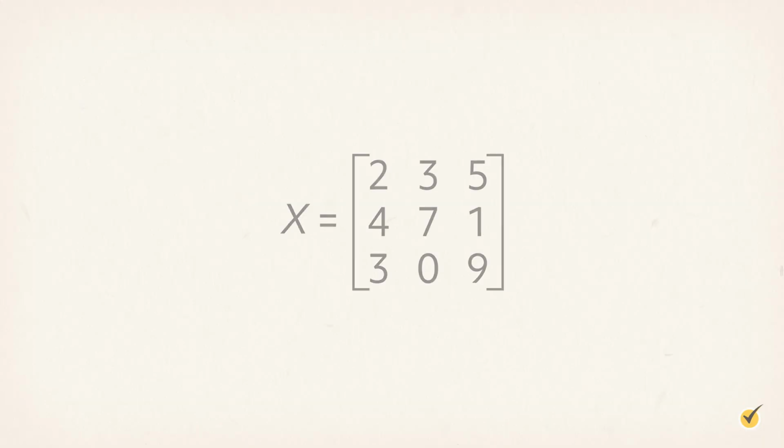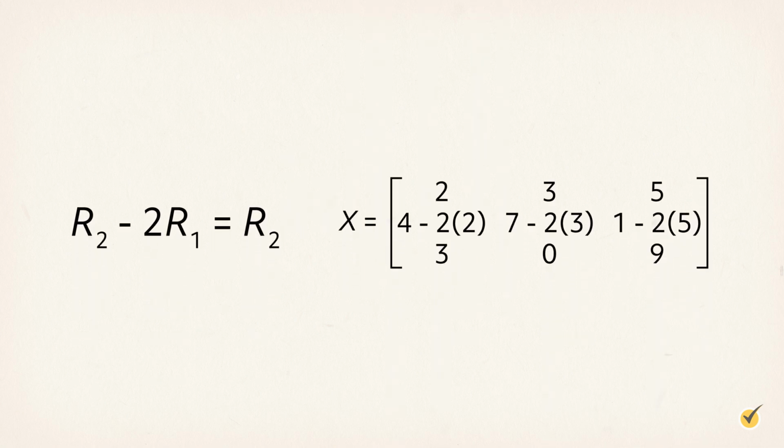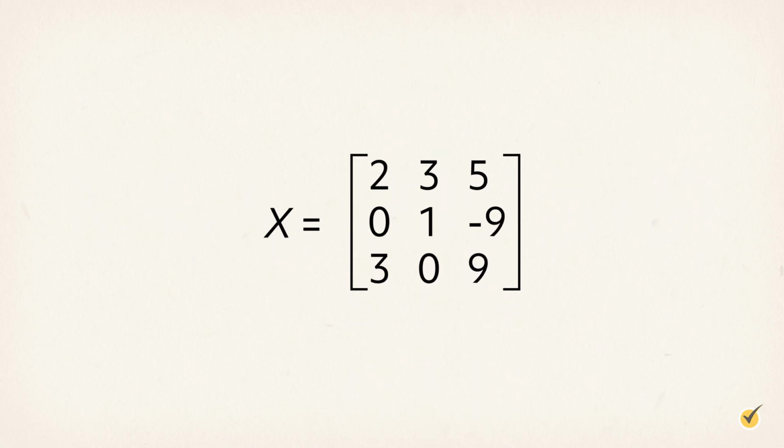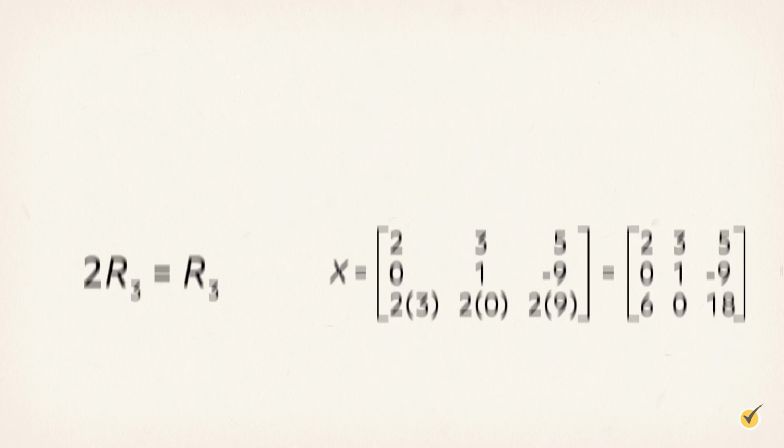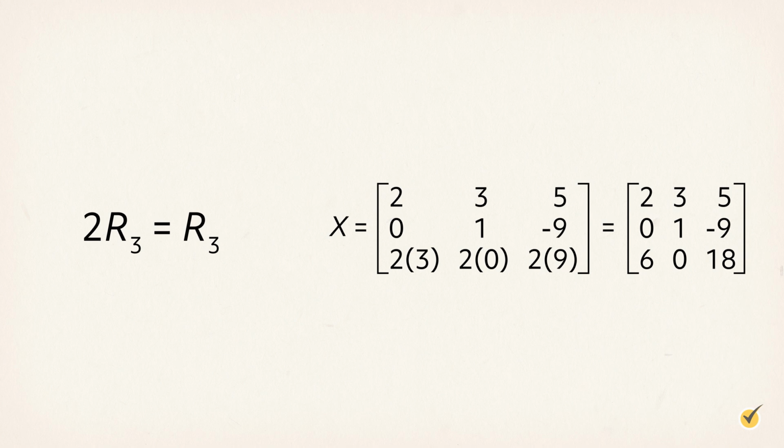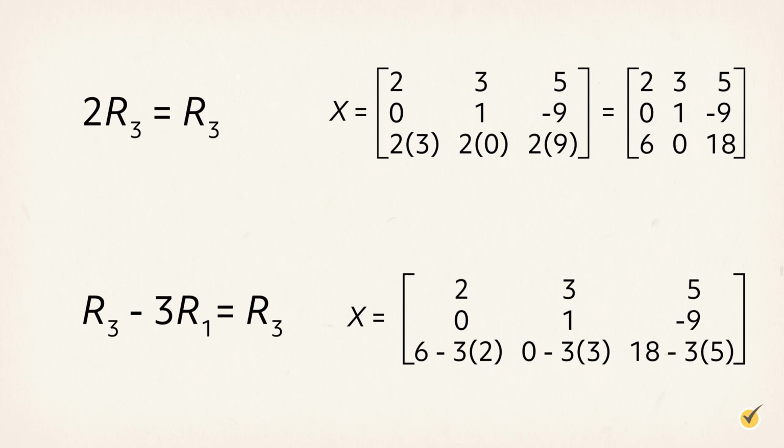Here's matrix X. My first operation will be to use the 2 to turn the 4 below it into a 0. I want to subtract 2 times row 1 from row 2 and replace row 2. In shorthand, this looks like R2 minus 2R1 equals R2. Now I want to use the 2 again to turn the 3 in the bottom left into a 0. To make this easier, I'll use 2 steps. 2R3 equals R3, and then R3 minus 3R1 equals R3.